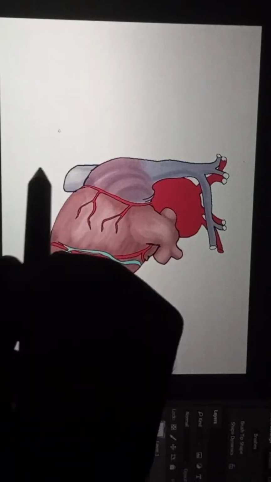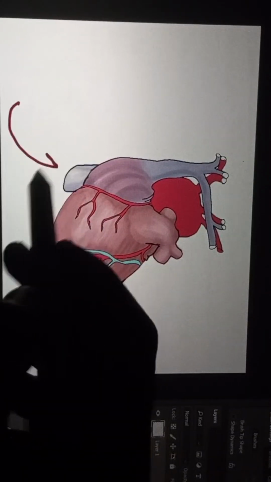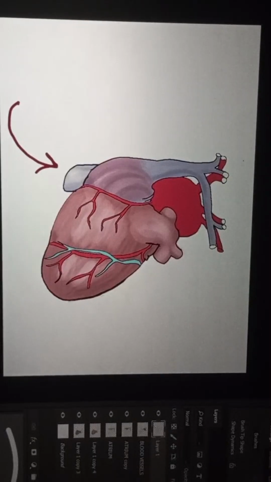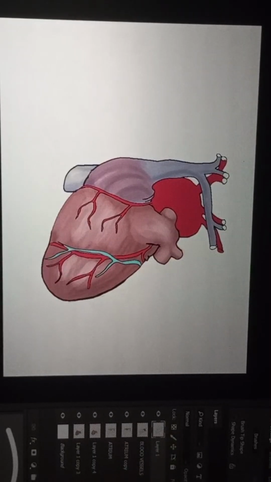So these are the vessels connecting. As you know, a heart is a heart.